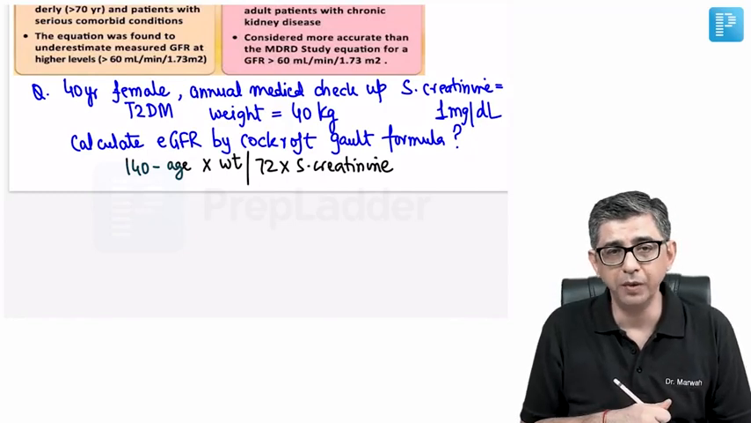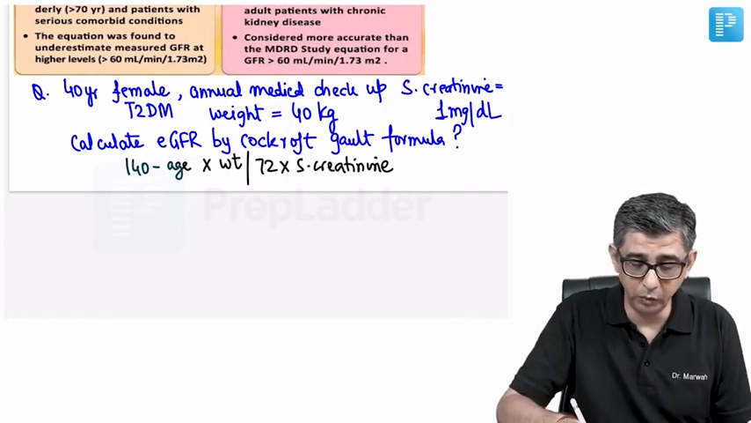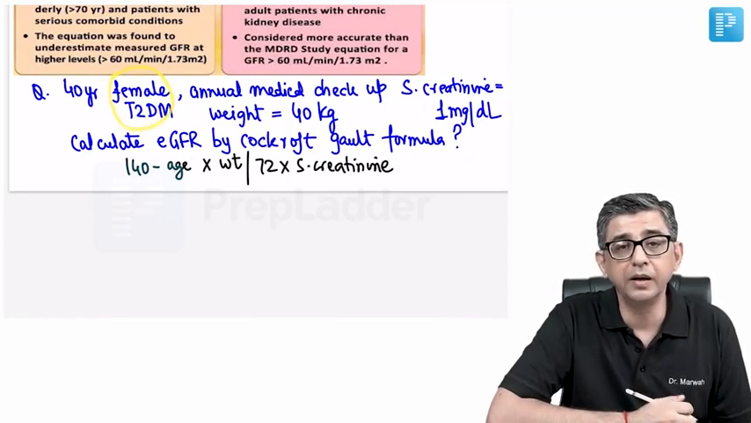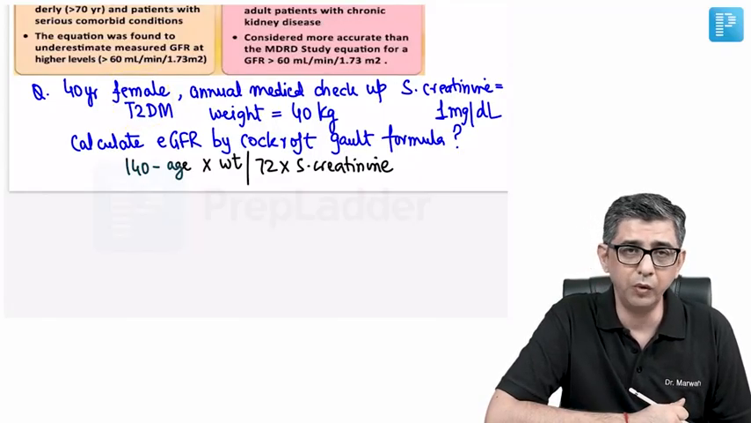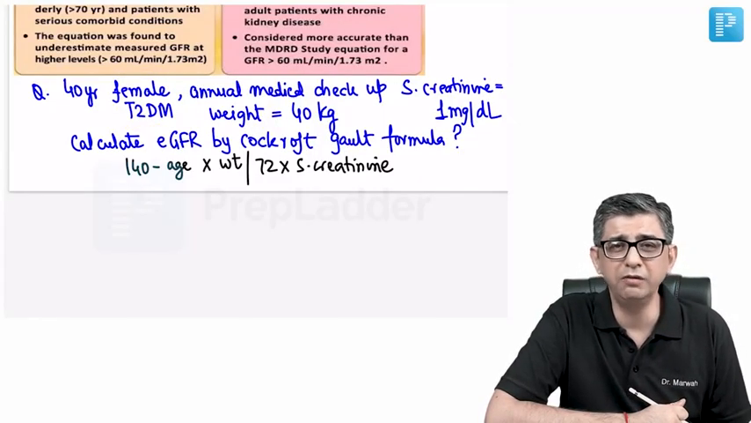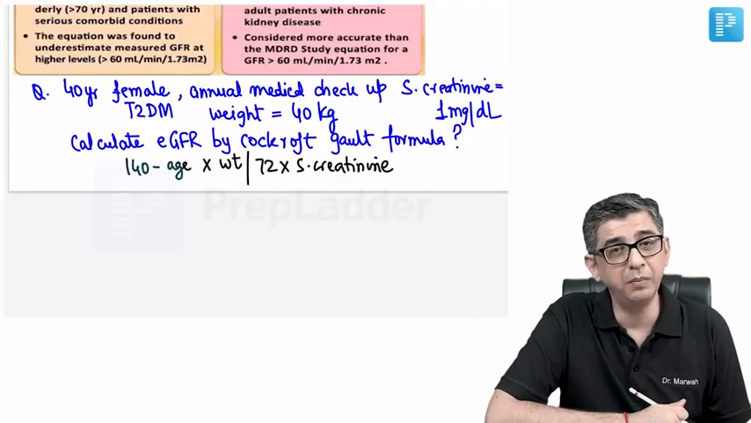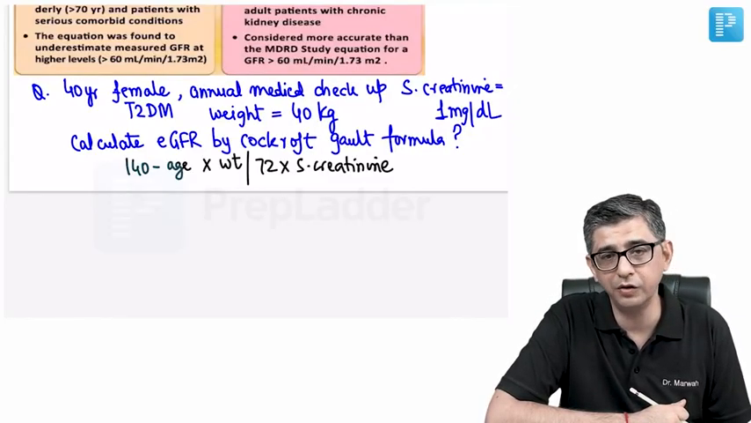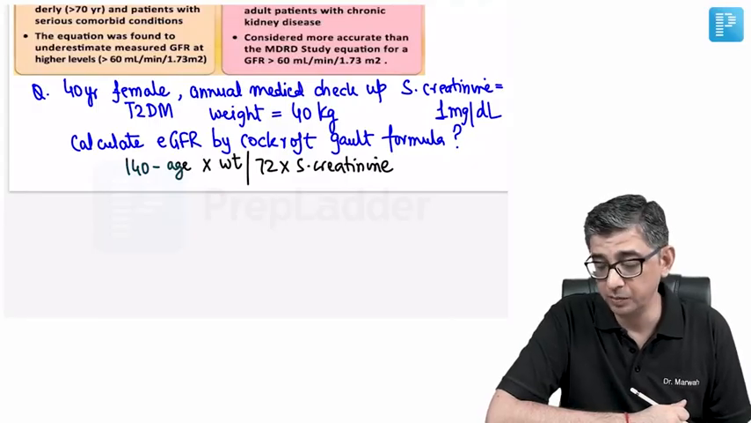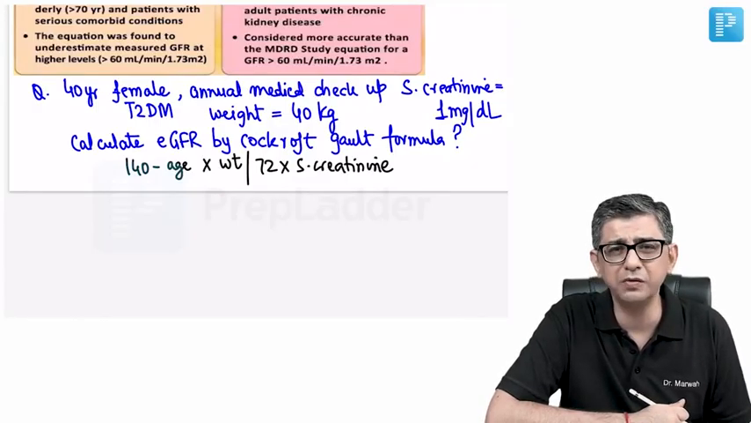It's a 40-year-old female, she's a known case of type 2 diabetes mellitus, and during an annual medical checkup, her weight was found to be 40 kg. I mean, usually we find that Indian patients can be malnourished as well. Though she's a diabetic patient, she's not having a weight gain, rather she's only 40 kgs. And serum creatinine of the patient is 1. So everything looks fine at the moment.